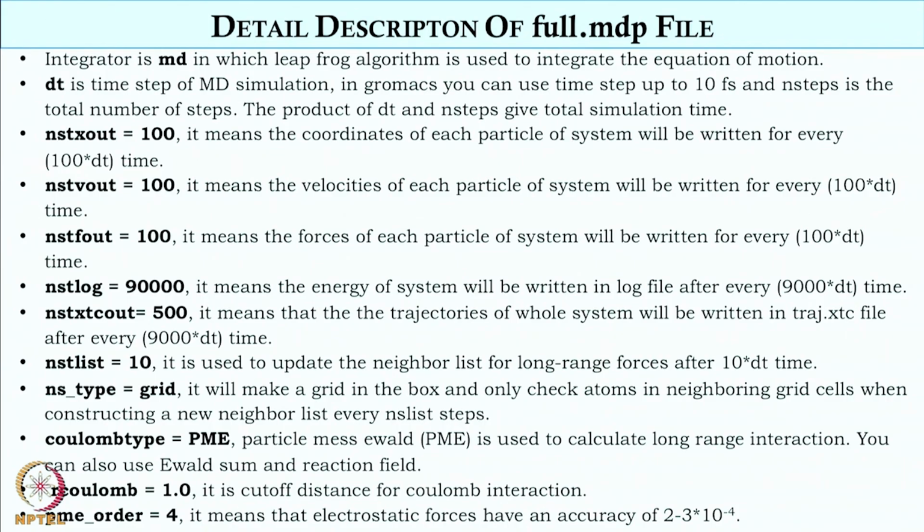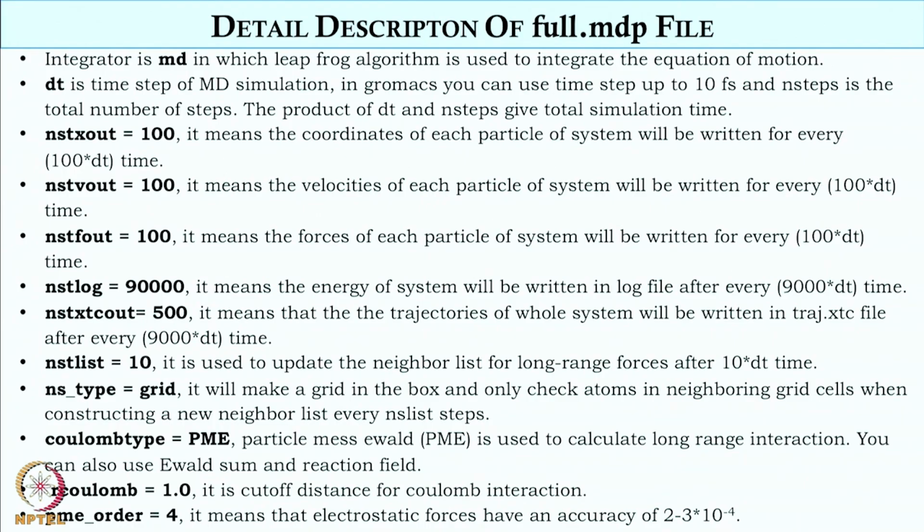Okay. Then is NST XTC out, that is 500. It means that the trajectory of the whole system will be written after every 500 into dt time step. Here also there is a typo. It has to be 500 into dt, not 9,000. Okay, but the main thing is your bold-faced values.